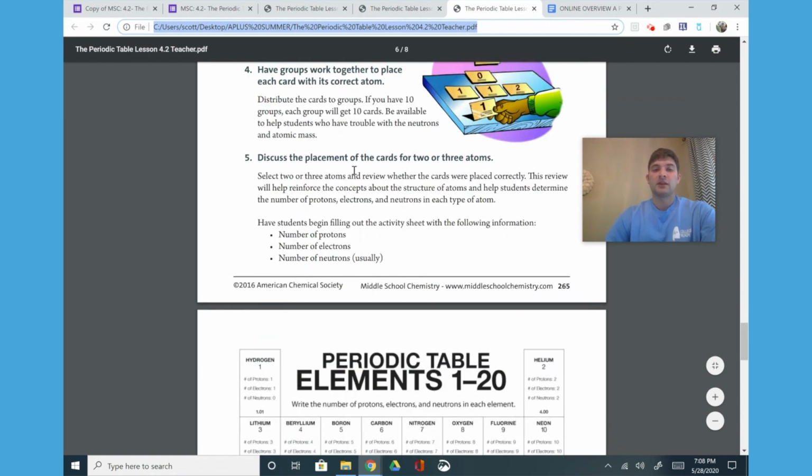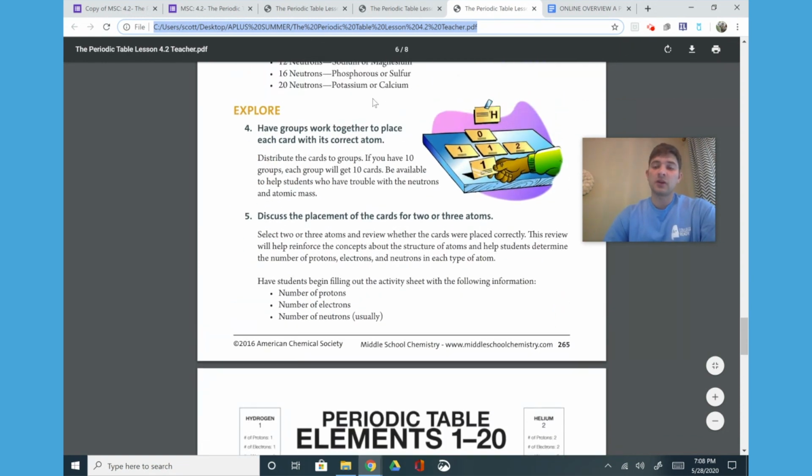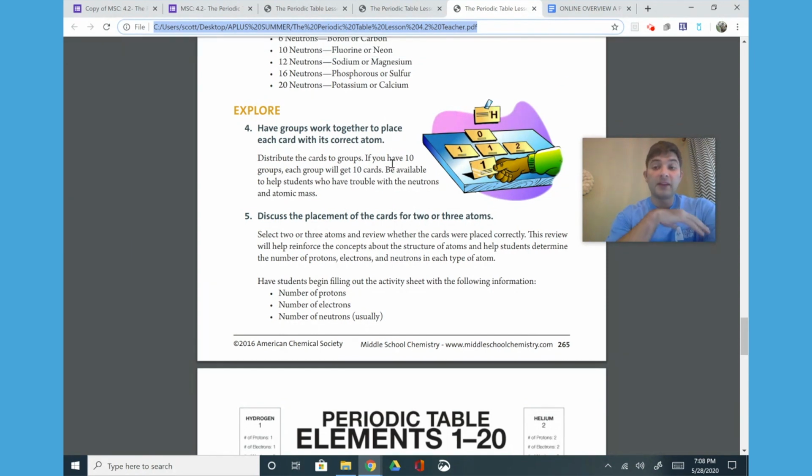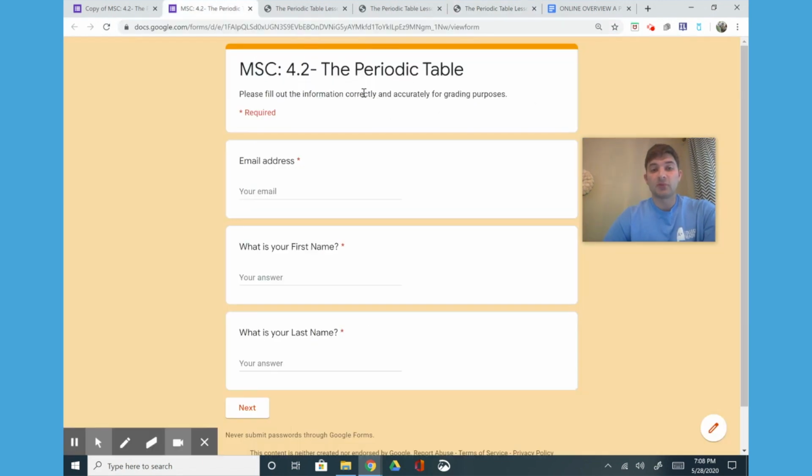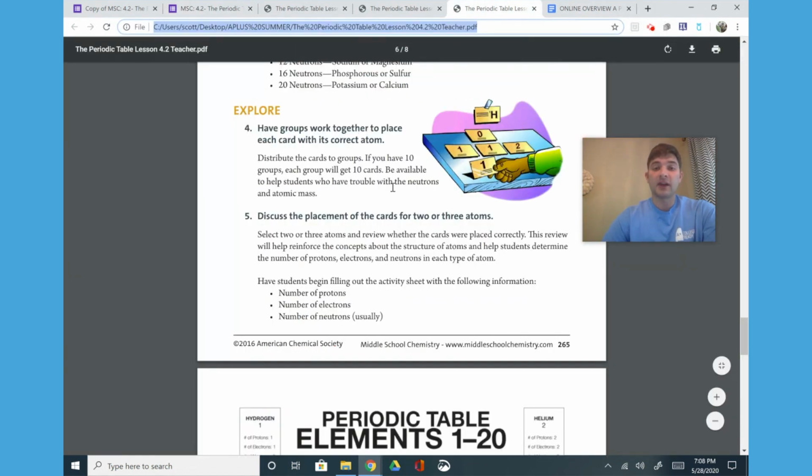Now, this is where this activity comes in, and I do have a discussion question that I would like for you to answer after you do the Google form. So the MSC 4.2 periodic table Google form, this is for grade. It will grade it, and I'm about to go over it. But before that, I do want you to think about one thing while you're working on this. And this goes to my discussion question at the very end in Canvas.